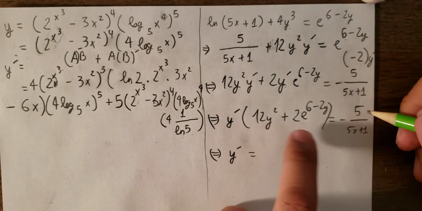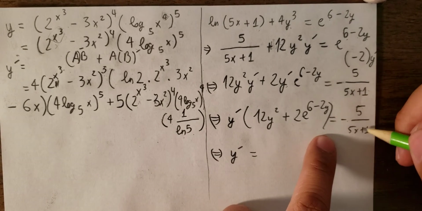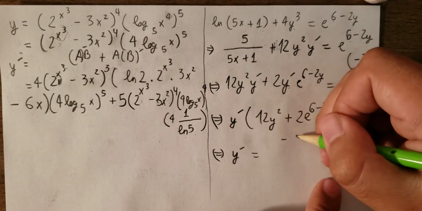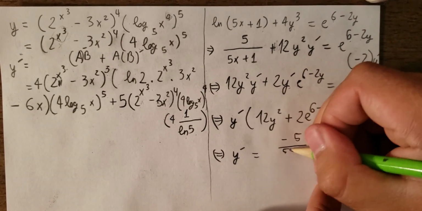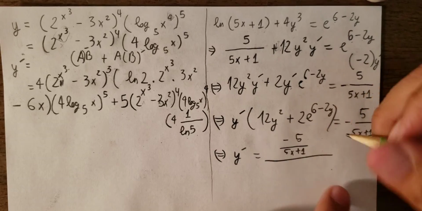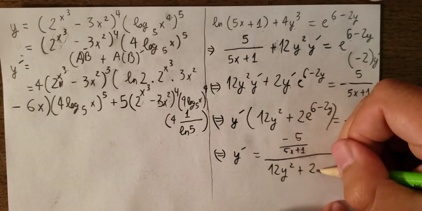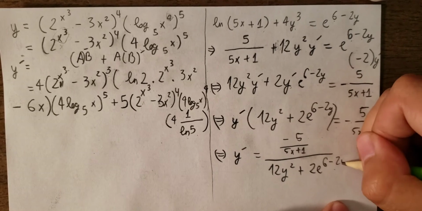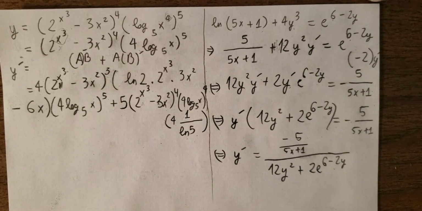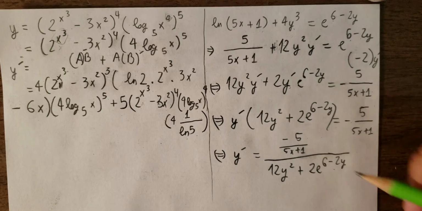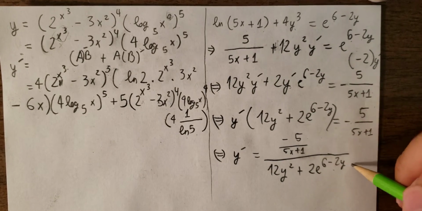So in here we have minus 5 divided by 5s plus 1. We divide by all of them. So this is the answer for the first derivative in here.